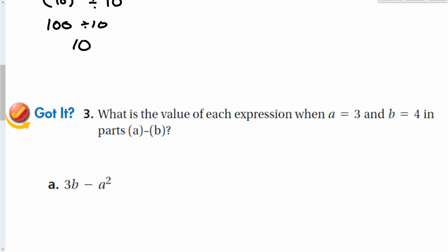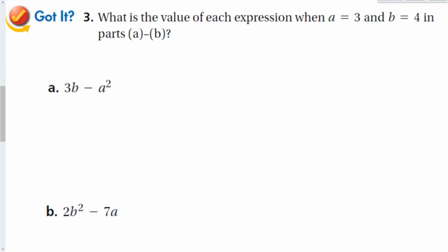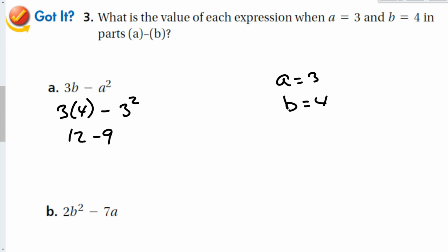Let's try some got it problems. So now a is equal to 3, b is equal to 4, okay, in both parts. So when we do these problems, we're going to do the same thing. Turns into 3 times b, which is 4, minus 3 squared, which is 12 minus 9. I did both steps at once. We should, of course, do the 3 squared first, and then the multiplication, and then the subtraction to give me 3.